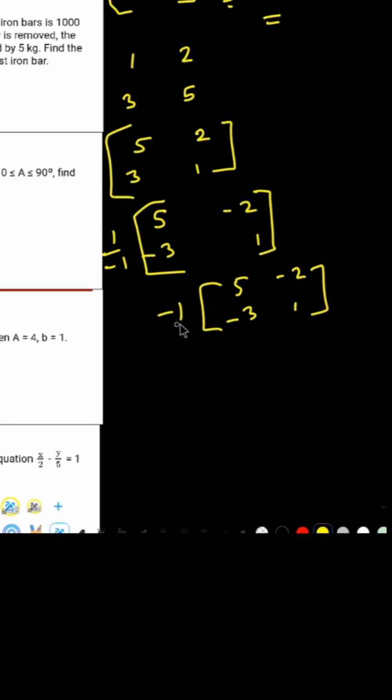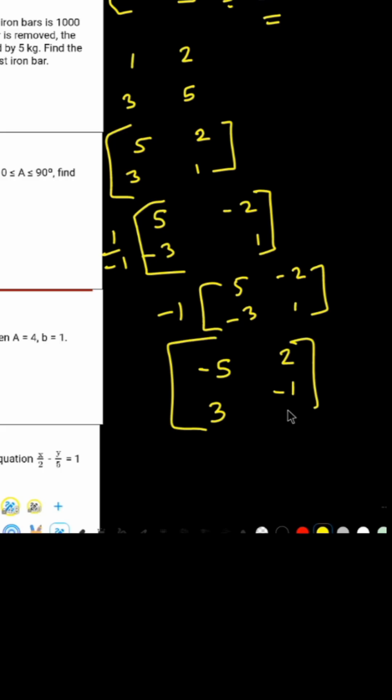Then allow the minus 1 to go into the bracket, as in you expand it. So you have minus 1 times 5, that will give you minus 5. Minus 1 times minus 2, that will give you 2. So let me just make it fast. Minus 1 times minus 3 will give me 3. Minus 1 times this 1, that will give me minus 1. So go right like this.